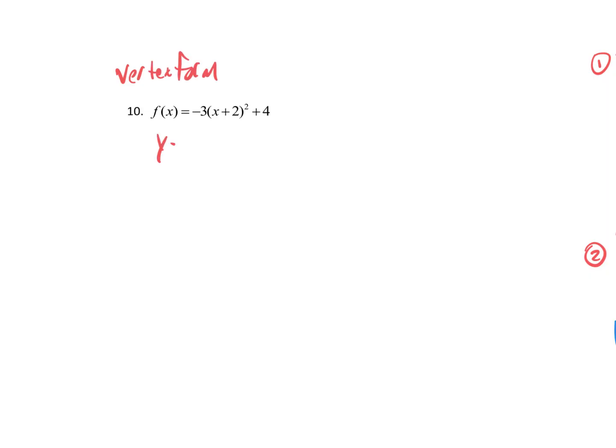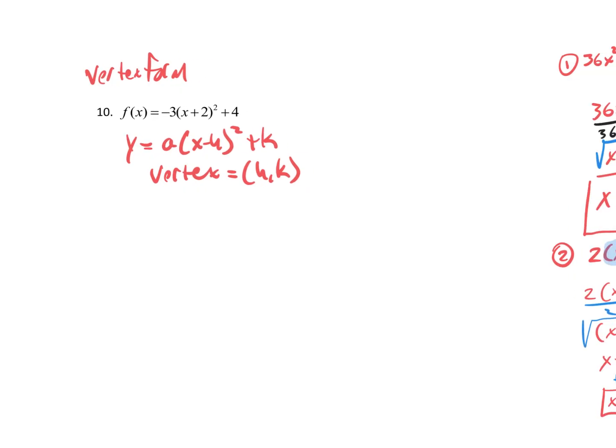Our vertex form, the general form, is y equals a times x minus h squared plus k. And so the vertex is at h comma k. So for this graph, our vertex is at, now notice it's a plus here, so this is going to be minus negative 2. So the vertex x value is negative 2. And this k value here, that's our y value, so it's going to be 4. It has shifted, remember we talked about shifting left 2 and up 4. So our vertex is at negative 2, 4.